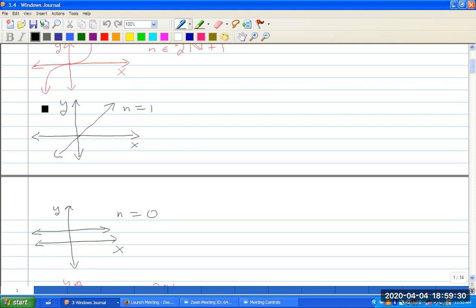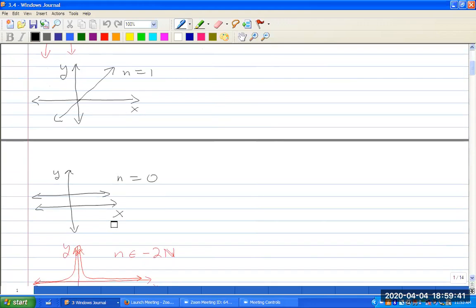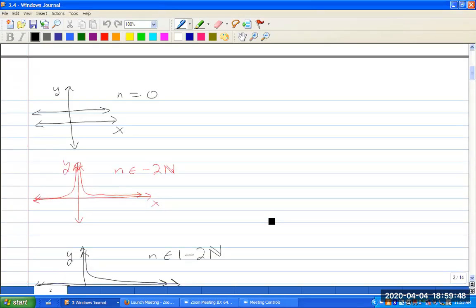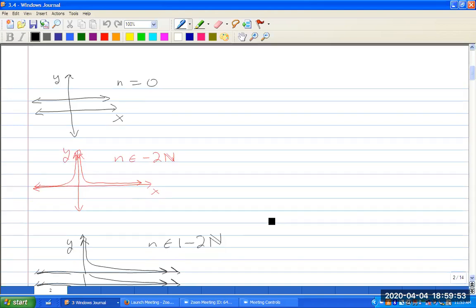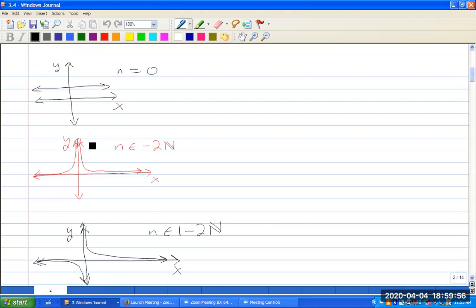Next, if n is 0, so that's the graph sketch of y equals 1, it'll be just a horizontal line. If I try to sketch the graph of y equals 1 over x to an even power, then it looks something like this. So it will peter out as we go to plus or minus infinity, and it'll blow up at 0.